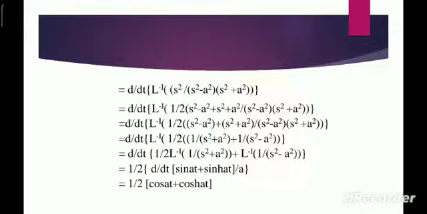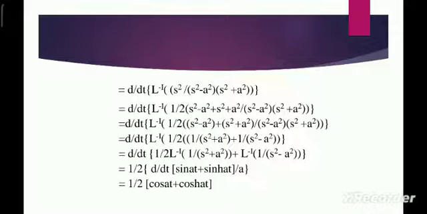Then, using the linearity property, I'm taking L inverse inside the bracket, so that we have d by dt of 1 by 2 into L inverse of 1 by s squared plus a squared plus L inverse of 1 by s squared minus a squared. So here I'm going to take the differential. This 1 by 2 is constant, so you can take it out of the differential.